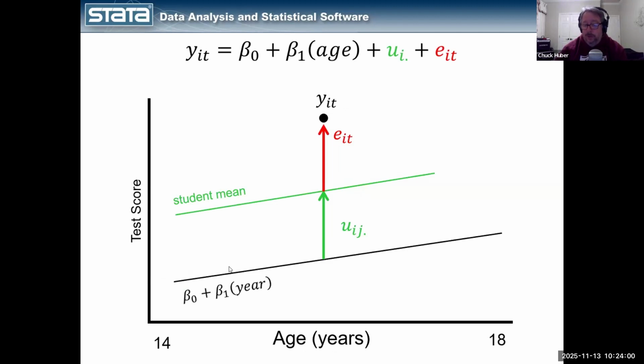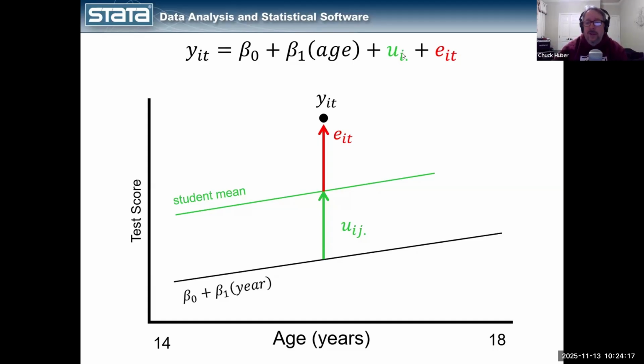So this means that the test scores could increase over time, they could decrease over time. But by adding age to the model and having this beta 1, that allows the model to take into account that it's not just a flat mean anymore, it's actually a slope or a regression line. But the rest of this hasn't changed.